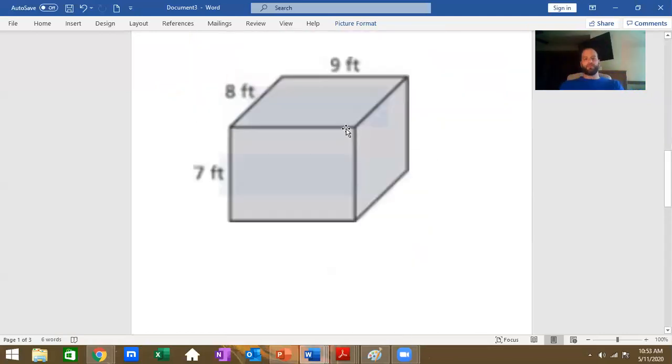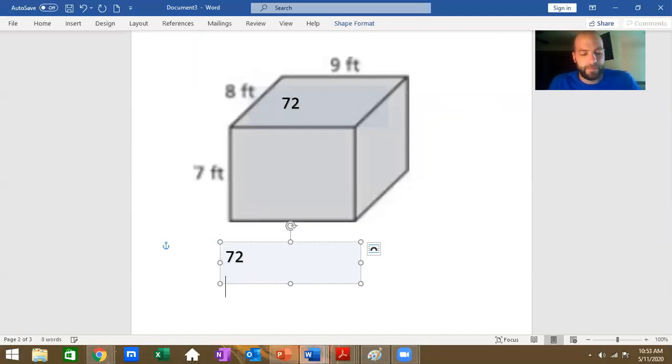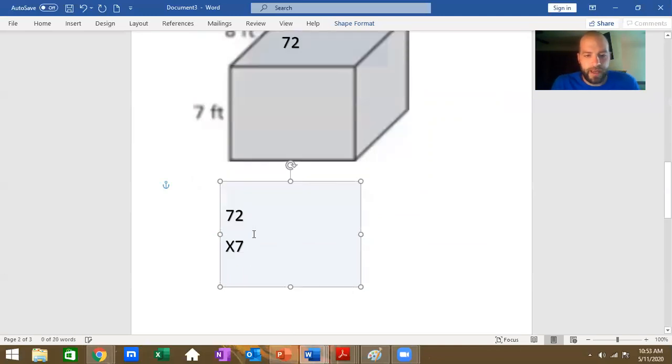All right, so here, we could take 9 times 8, which is 72. So this top is represented with the number 72, but the top is just flat. The top goes up and down 7 times. So what we're going to do here is 72 times 7. What is that answer? Well, you get 7 times 2 is 14.